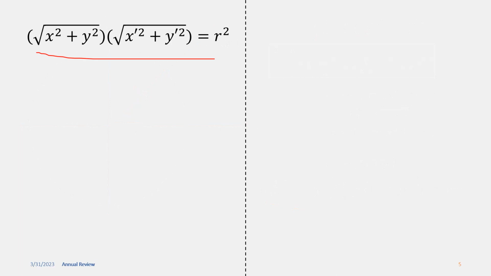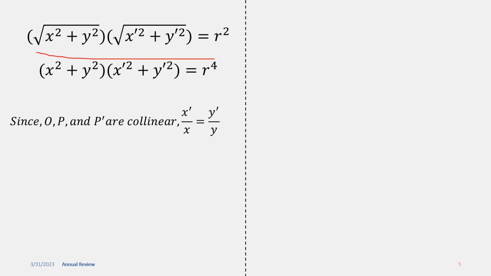What we're going to do next is extract the square root, so we're going to square both sides. This will now be the equation: the quantity of x squared plus y squared multiplied by the quantity of x prime squared plus y prime squared is equal to r raised to 4.